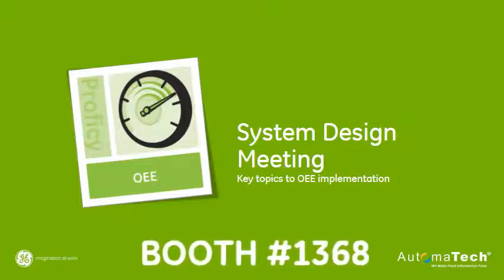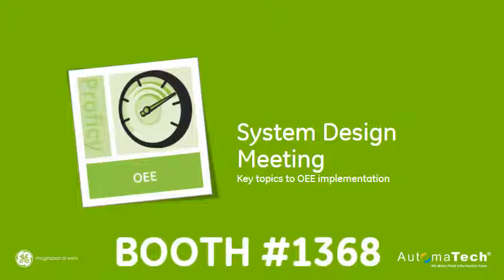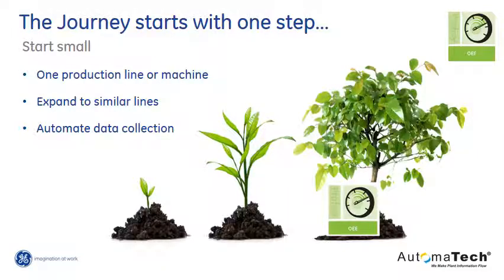So let's turn to our hypothetical situation of a packaging line and see what can go on in a system design meeting to help tackle those key topics for a proper OEE implementation. I'd like to propose that we start with one small step. Pick one production line or even just a machine, maybe just that key filler, and down the road we can learn to expand to similar lines and bring in more of that configuration quite easily actually. But what we want to focus on along the entire way is to automate the data collection as much as possible. We want to provide the operator with as much actionable information without burdening them with additional work.